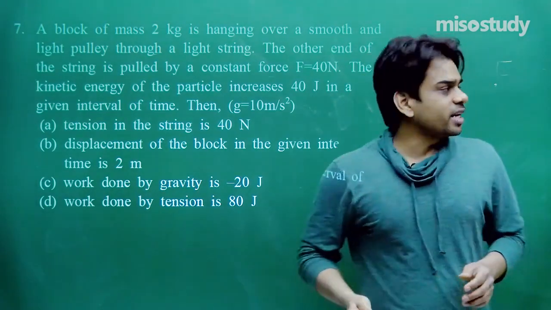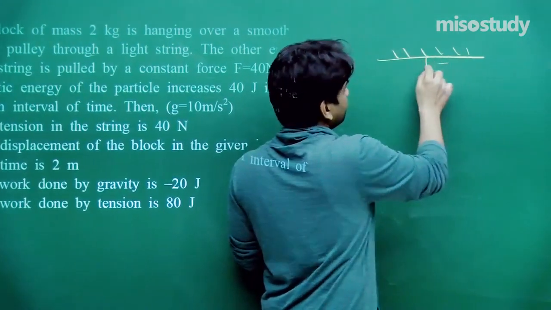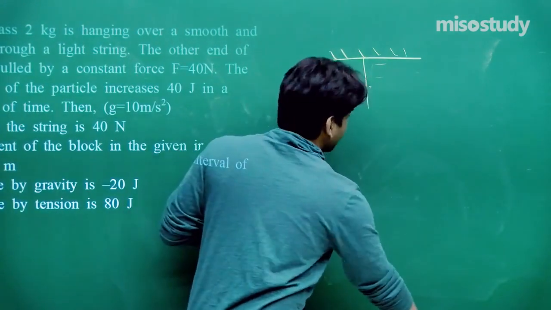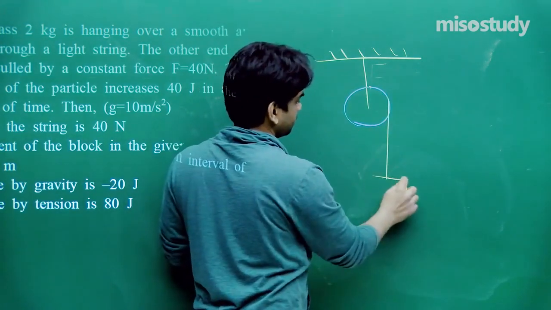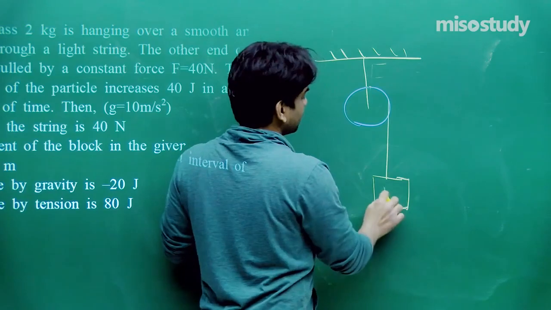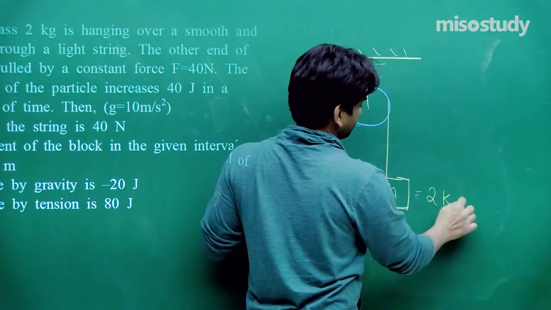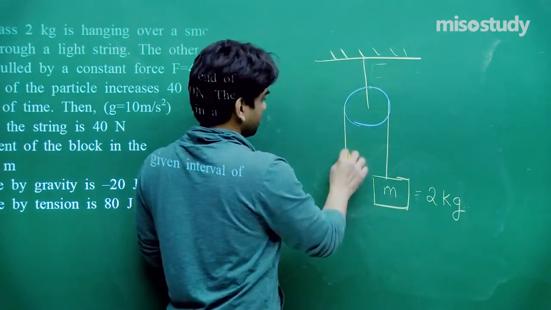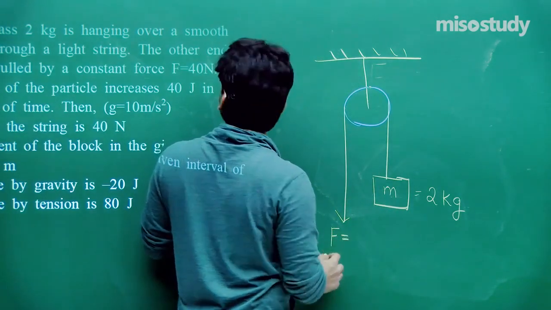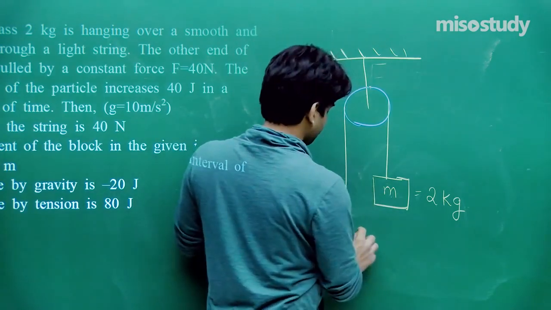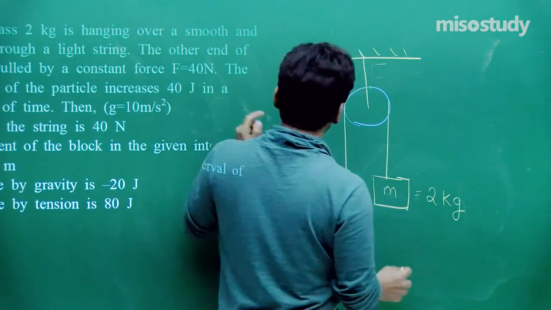First of all, I'll make the diagram, how it is actually constructed. We have a pulley, and then we have a block that is attached to it. Its mass has been provided, that is 2 kg. Now you see here, this is a string and there's a force acting on this, that is equal to 40 Newton. The other end of the string is pulled by a constant force of 40 Newton.